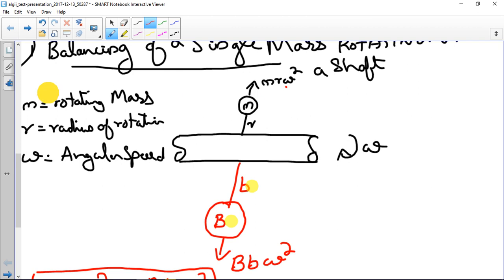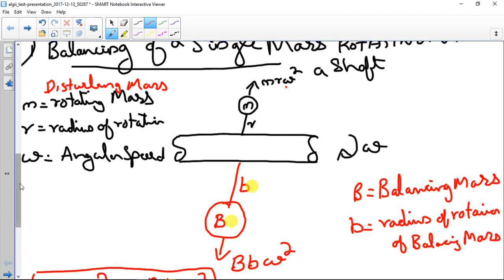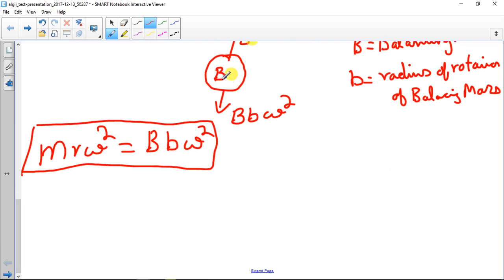This M is also known as the disturbing mass because it creates a disturbance in the shaft. So to counter the disturbance, we are putting a balancing mass B. So capital B is known as the balancing mass, and small letter b is known as the radius of rotation of the balancing mass. Our numericals will be to find either the mass B or the radius of rotation b of the balancing mass.